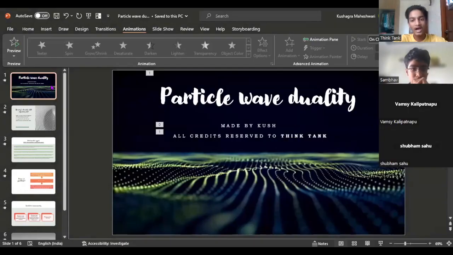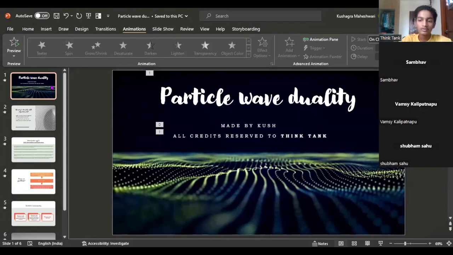Now, today we are going to be arguing about how light is both a wave and a particle. Sambhav here will be proving that light is a wave, and I will be trying to prove that it is a particle. And we'll use all experimental results to achieve the goal.